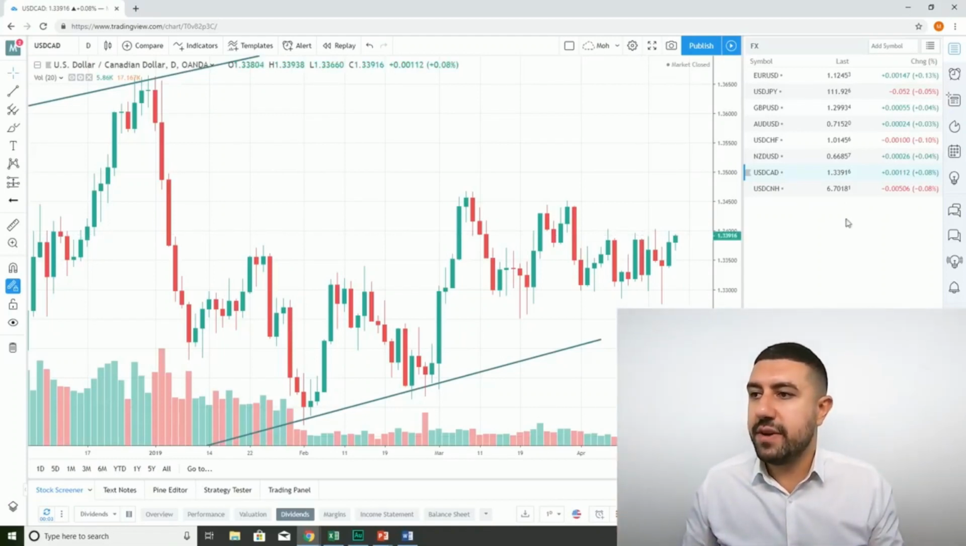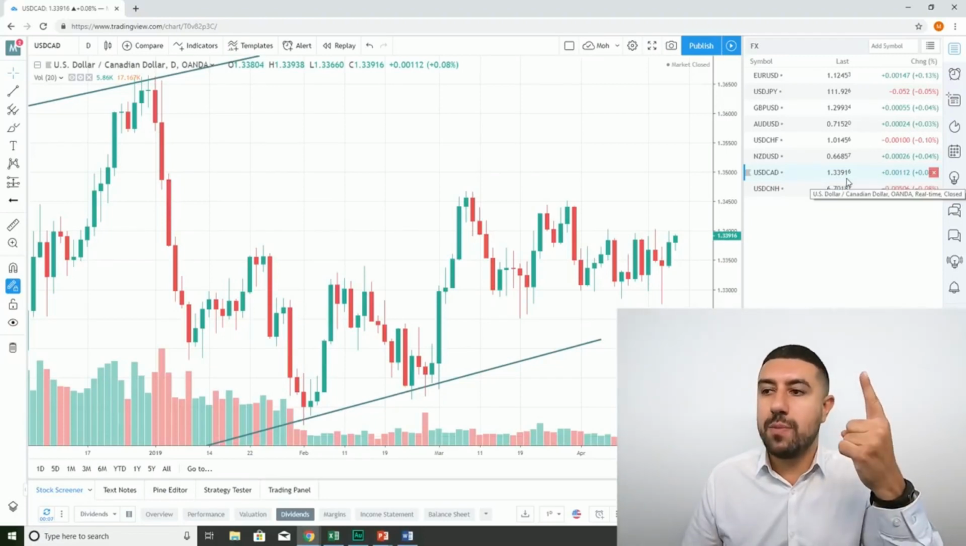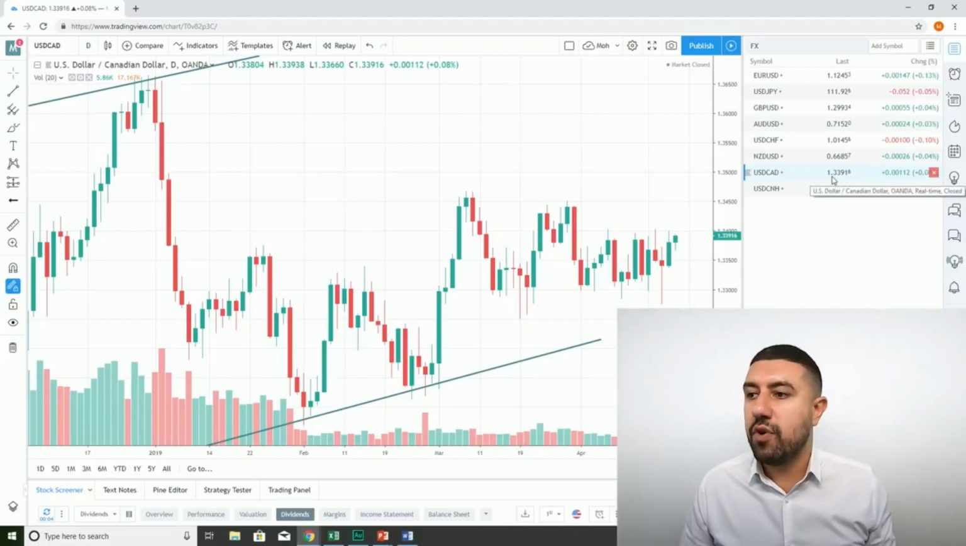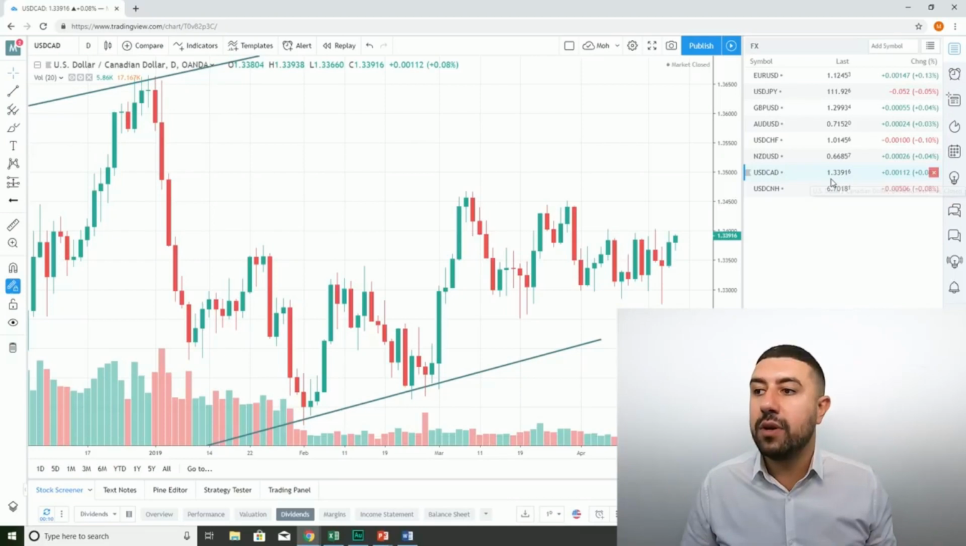So you'll see here, even when you're looking at the last price, that you have the USD CAD at 1.3391. So this one here is a pip. So if it goes from 1.3391 to 1.3392, then it went up by 1 pip. If it goes from 1.3391 down to 1.3381, then it went down by 10 pips, right? Because this one here is a 1 pip.